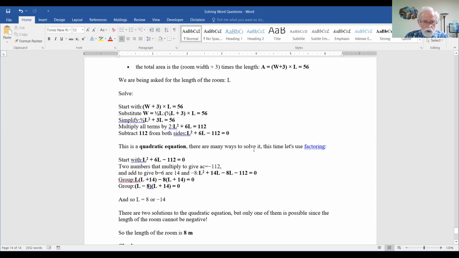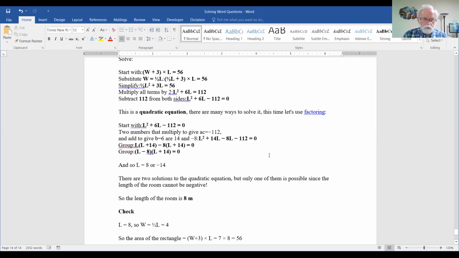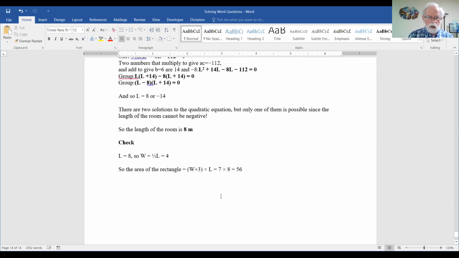And again, this is a quadratic equation. Simply put it into the quadratic solver, and we find that the length of the room can either be 8 or minus 14 meters. Well, you can't have a negative length. So one of these solutions is not possible in the practical application. So the answer is that the length of the room is 8 meters.